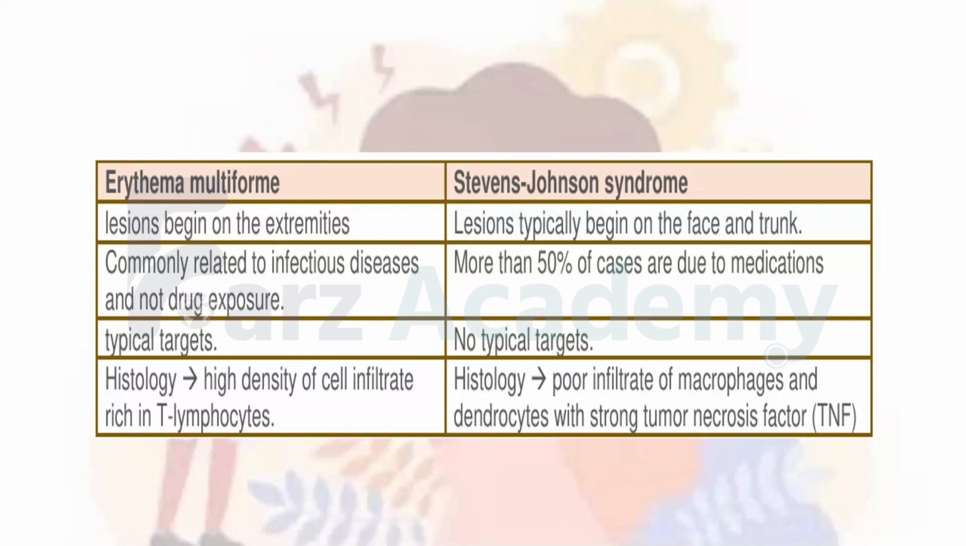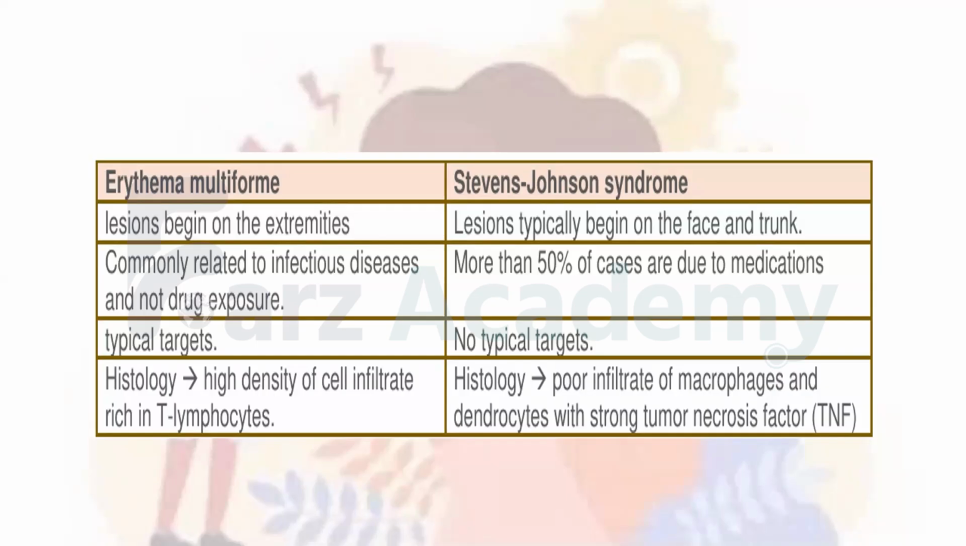Coming on to the histology, a high density of cell infiltrate, which is rich in T lymphocytes, is seen in erythema multiforme, whereas poor infiltrate of macrophages and dendrocytes, with strong tumor necrosis factor, is seen in Stevens-Johnson syndrome. Okay, so these are the major differences. Just keep in mind when it comes to your exam the percentage of body surface area, whether there will be mucosal involvement or not, or how the typical lesions present, whether there will be target lesions or whether there will be coalescing lesions.